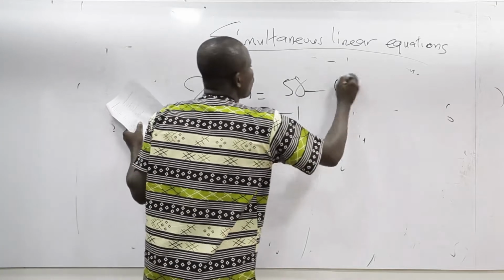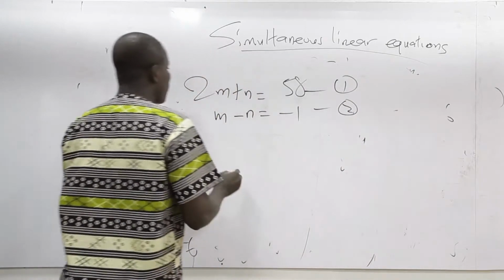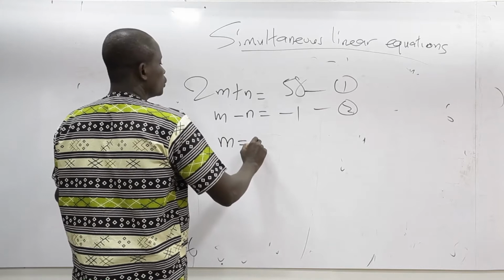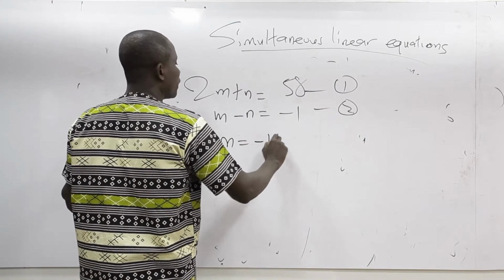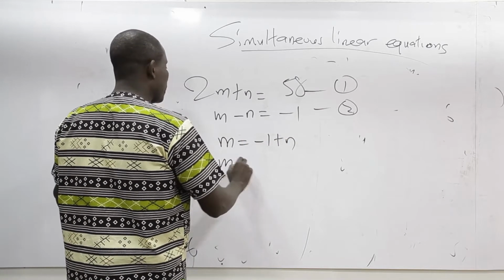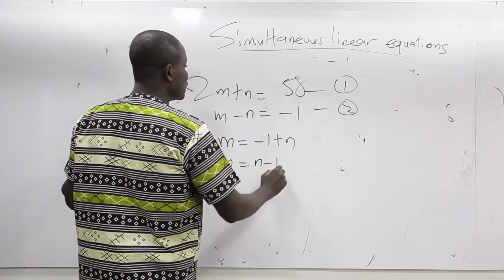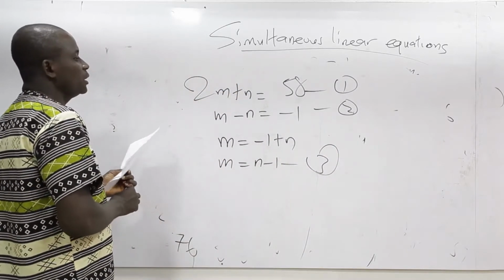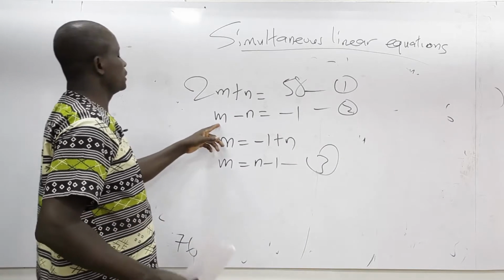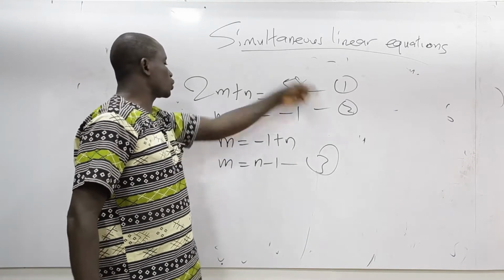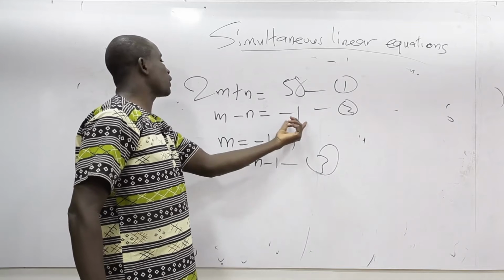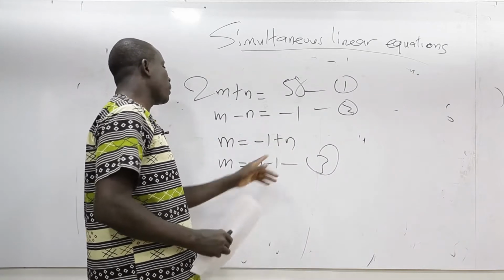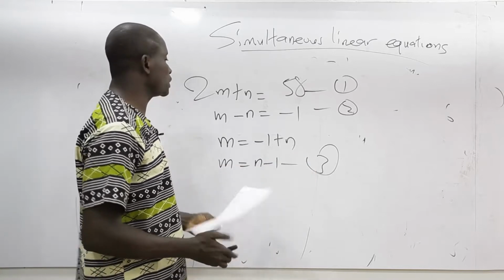So this is equation 1, equation 2. We have m is equal to negative 1 plus n. It's the same as m is equal to n minus 1. This is equation 3. I'm repeating: you want to make m the subject. So m is here, then this one crosses. The negative 1 is already here, so this one becomes plus. But I've rearranged by bringing the plus n first and this one in the second position.